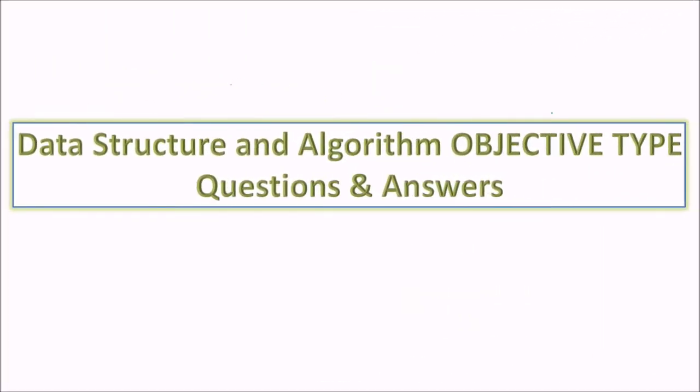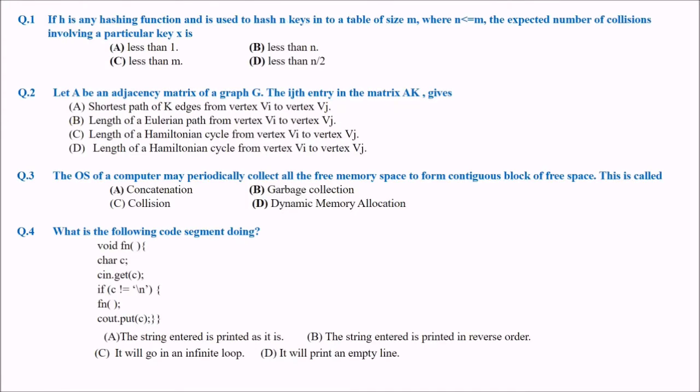So let us take a few objective type questions and answers in data structure and algorithm. So first is, if h is any hashing function, and it is used to hash n keys into a table of size m, where n is less than or equal to m, the expected number of collisions involving a particular key x is? You need to be well aware of the hashing situation.